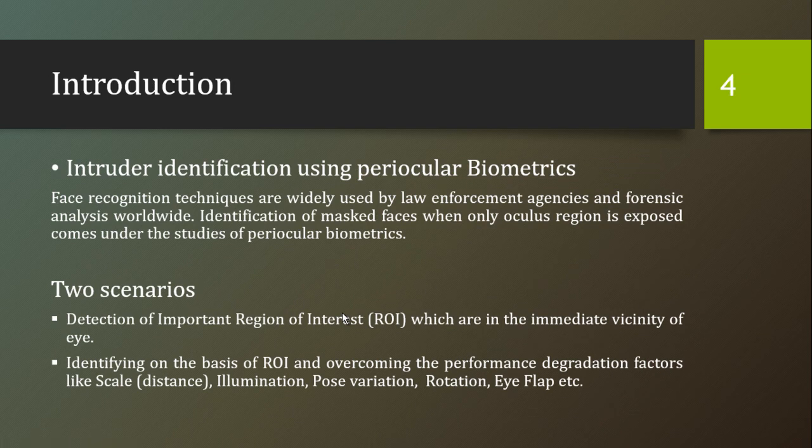This is the introduction, background and motivation. An intruder who is going to take unauthorized access of someone's premises, even if he or she is masked, has to expose one region, that is the vision or eyes. Taking leverage of that exposed region, one can take those exposed features and identify that intruder.